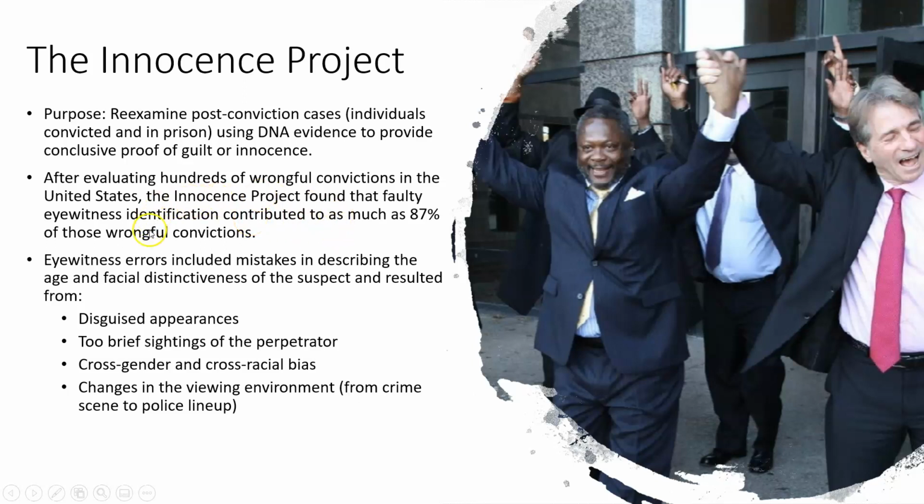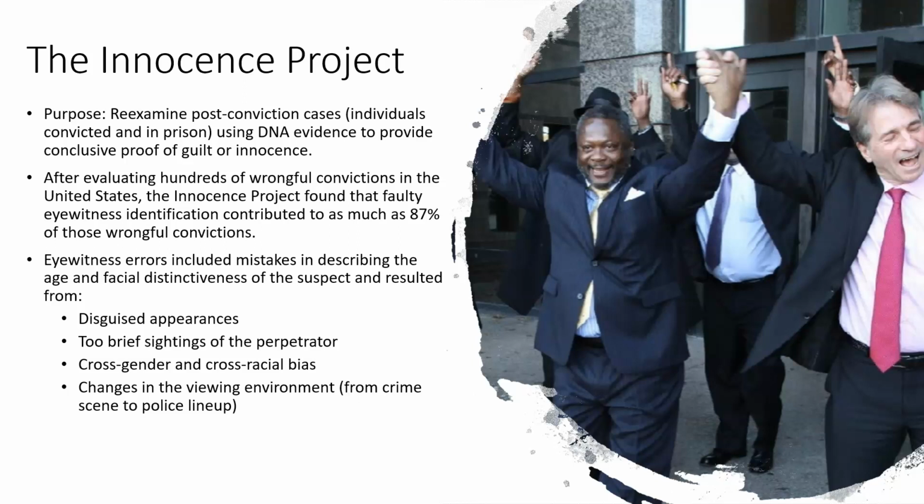So, of the people that have been proven to have been wrongfully convicted, 87% of those people were convicted wrongfully based on faulty eyewitness testimony. That shows you the power and the persuasion of the testimony in a jury. Okay, the jurors are not trying to be malicious. They're not trying to wrongfully convict people. That's not the intent of any jury.